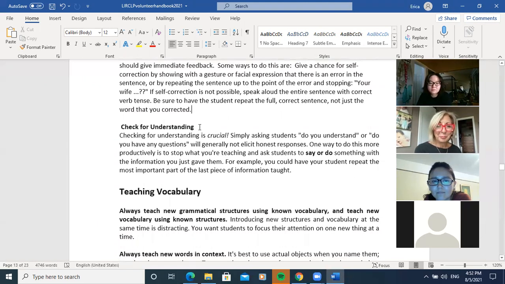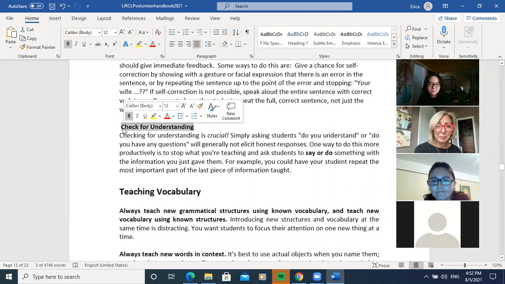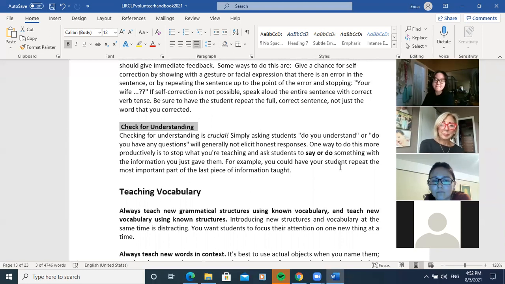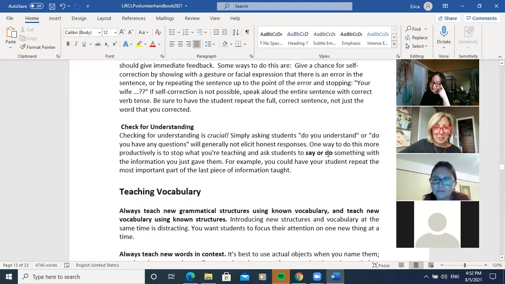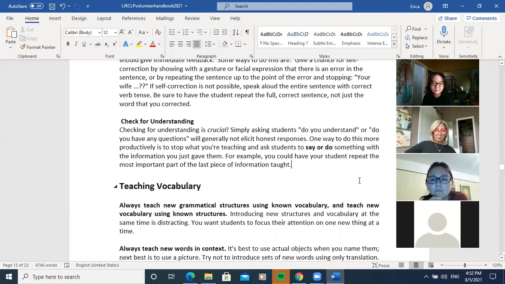Okay, and then we talked about check for understanding. I'm going to check for your understanding. What does check for understanding mean? Is asking, do you understand, a check for understanding? No, that's a no-no, you told us. So, here's the word: have your students say or do something to show you their understanding. Showing you. Okay, cool.